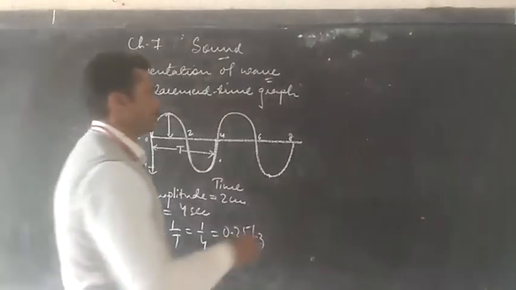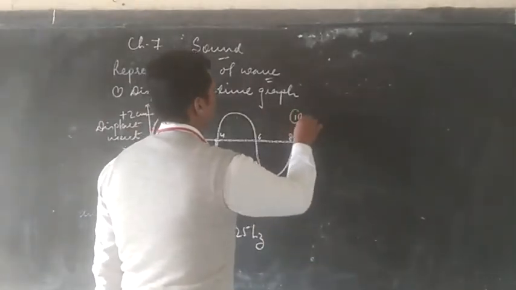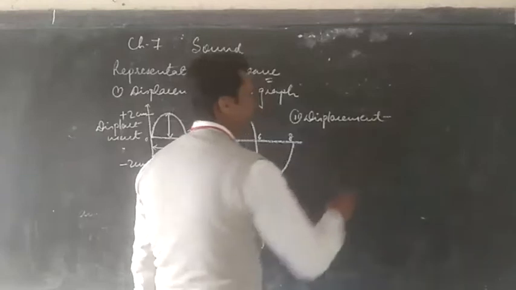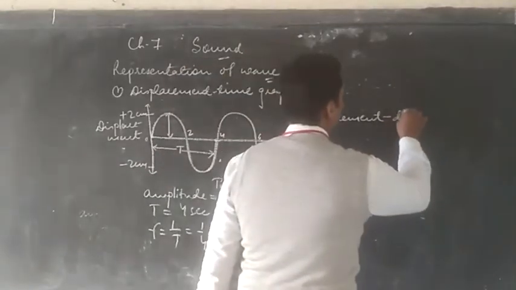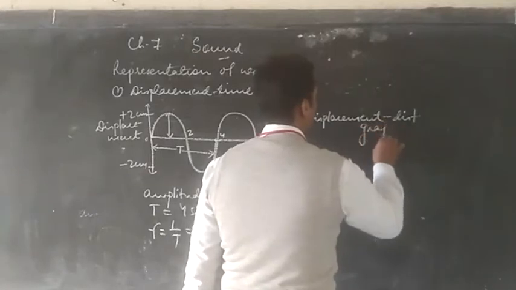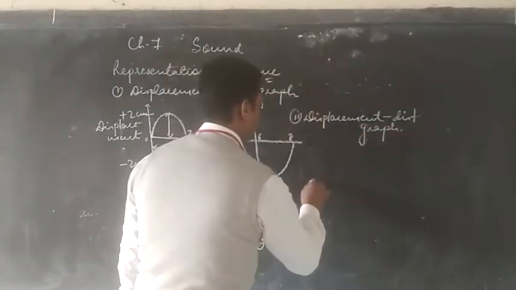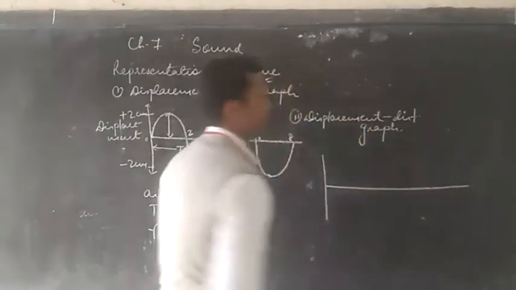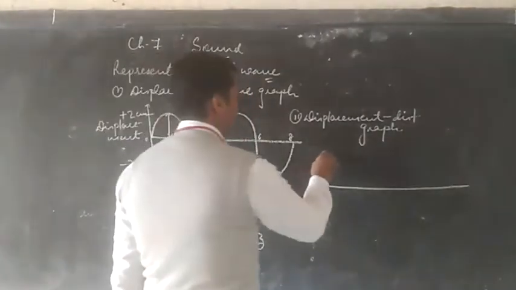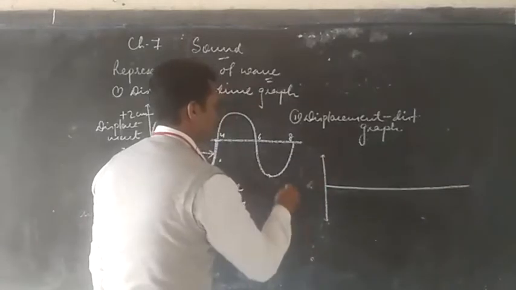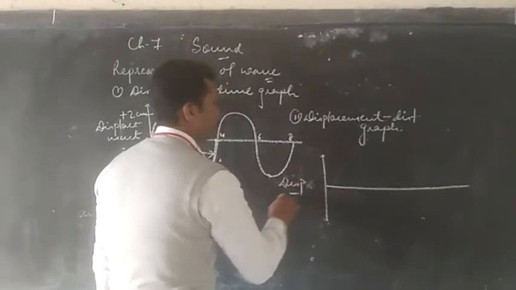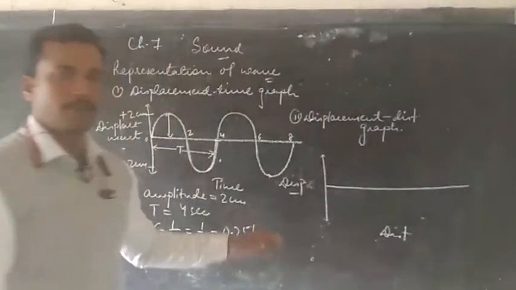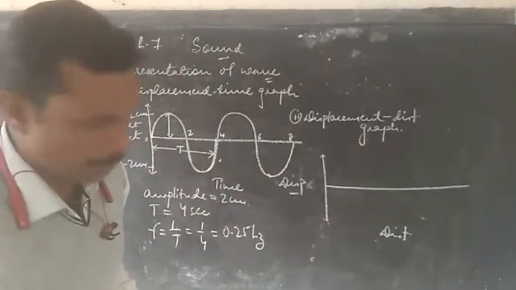Now we draw another graph, the displacement distance graph. In this case, we can take the y-axis as the displacement, and the x-axis can be taken as the distance. Actually, this will be the distance covered by one complete wave.